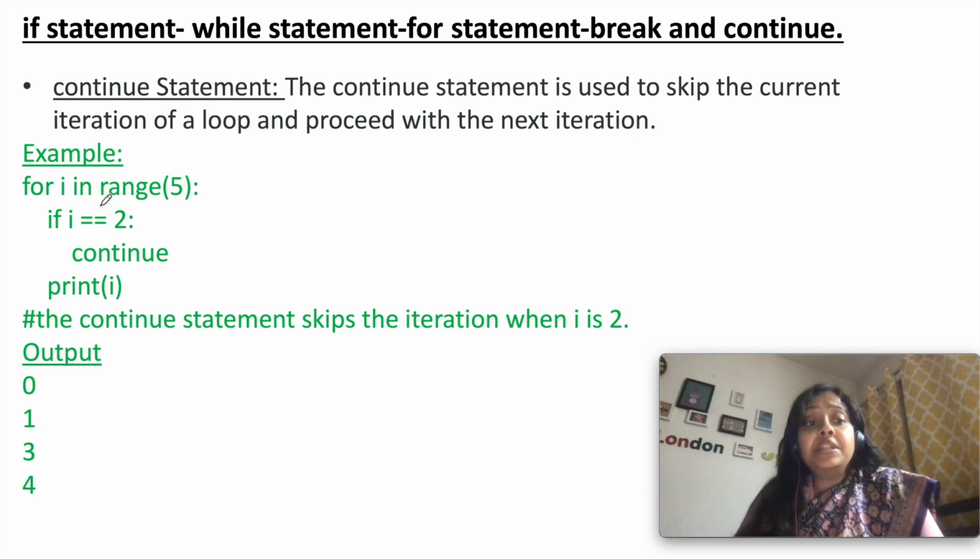So this print statement is not getting executed. It goes to the next iteration where the value of I is increased to 3. Again 3 is getting printed, and as I already said, the last value of I will be 4. So it stops at 4. This is the output which we get.